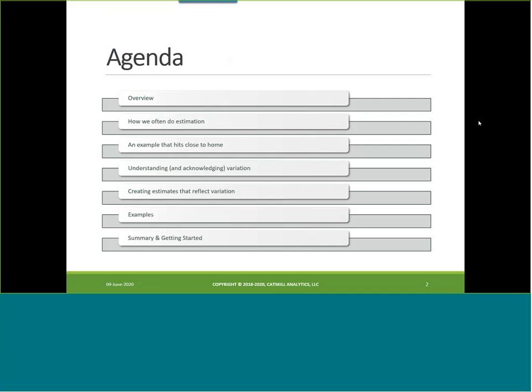This is the agenda we're going to follow tonight. I'll do a brief overview. I'm going to talk a little bit about how we often do estimation. And this may not fit everyone, and some folks may be at higher levels of maturity on this continuum, but I've found that for a lot of organizations, this is pretty much how it works. I'm going to do an example that I think you'll find hits real close to home, given some of the current things that have been going on in the world. I'm going to talk a little bit about understanding variation and the need to acknowledge it. And then we're going to get into the meat of the concept, and that is create estimates that reflect the variation. I've got a couple of examples. And I'll talk a little bit about what it takes to actually get started doing this yourself.